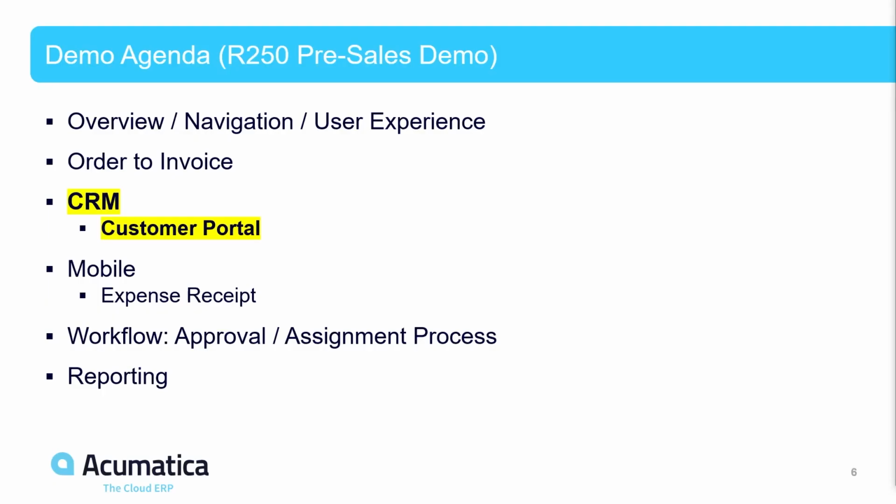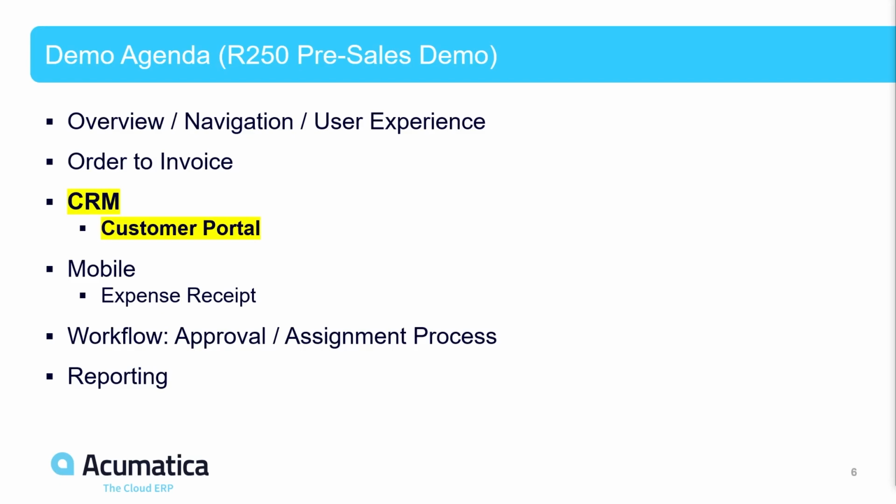Now, our next topic that we're going to cover today is our CRM. The biggest part of the Acumatica CRM that we're going to demonstrate today is the Customer Portal. Customer Portal is an option that you can give to your customers where they can log in to view their own documents, place their own orders, and run their own reports.